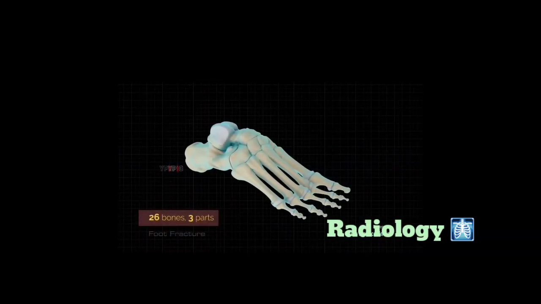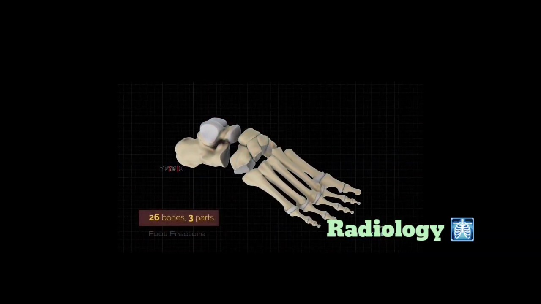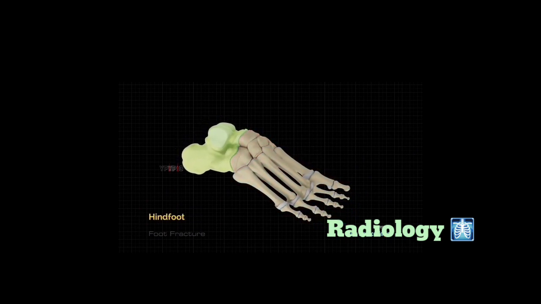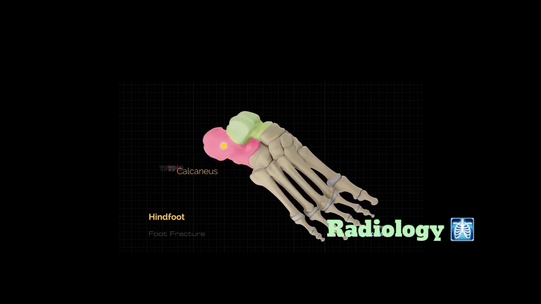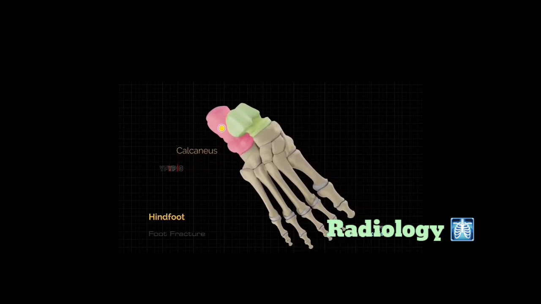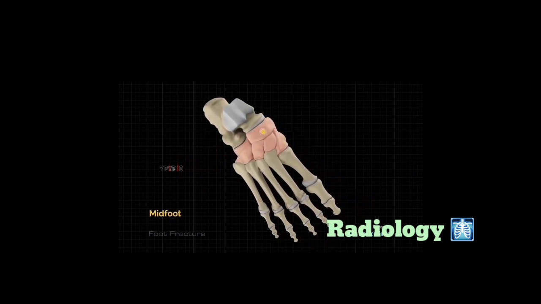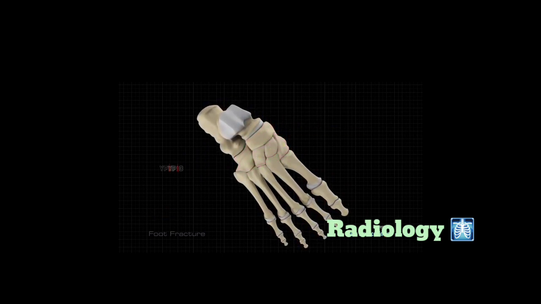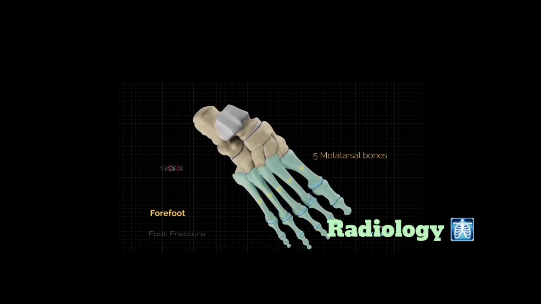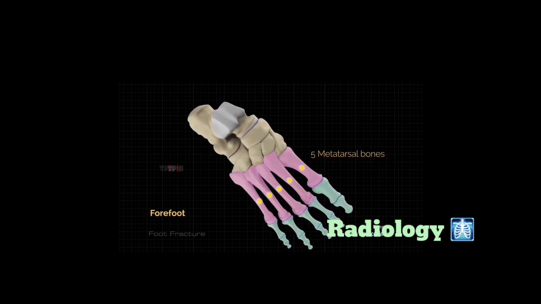Introduction. The foot has 26 bones, and can be divided into 3 parts. The hindfoot is comprised of 2 bones, the talus bone which connects to the bones of the lower leg, and the calcaneus bone which forms the heel. The midfoot is comprised of the navicular, cuboid, and 3 cuneiform bones. The forefoot is made up of 5 metatarsal bones and 14 toe bones called phalanges.